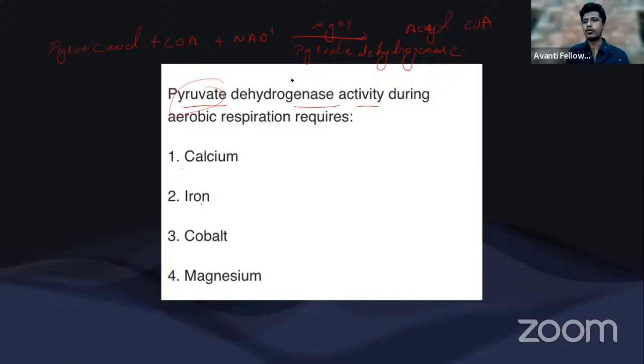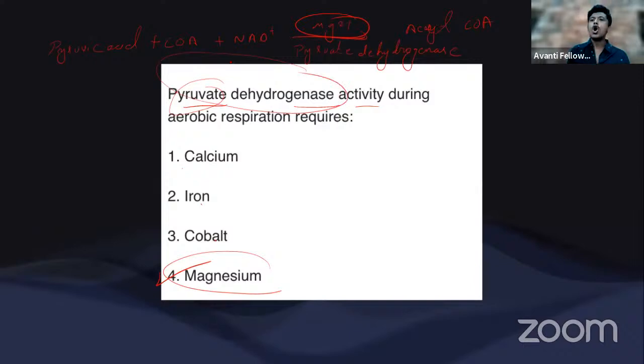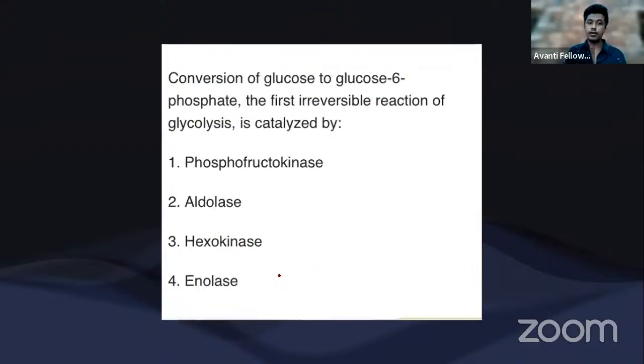So throughout this process, what is used? Magnesium ion is used. That's why we go for magnesium, and our option for this is magnesium. Remember this, very, very important. Whenever you talk about the activity of pyruvate dehydrogenase or the conversion of pyruvate into acetyl CoA, which ion is required? You go for magnesium. Remember, magnesium, magnesium, magnesium. Many questions are there, that's why I'm stressing it.